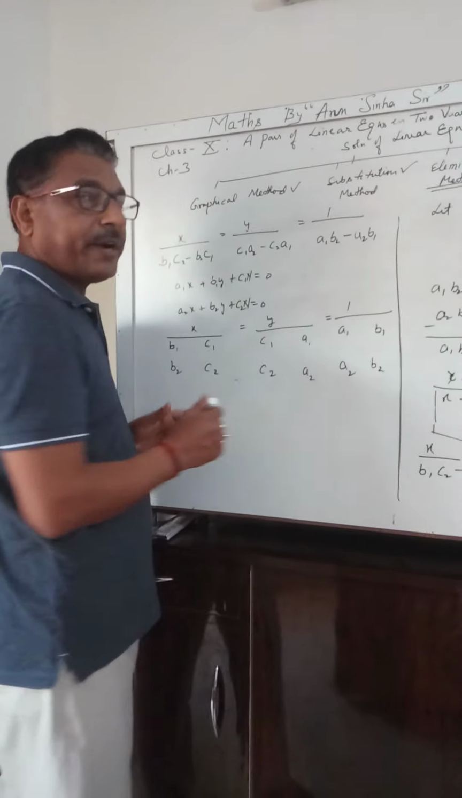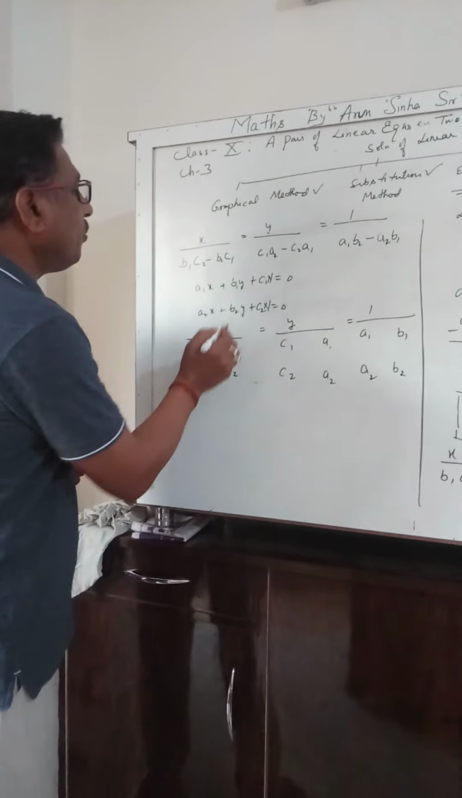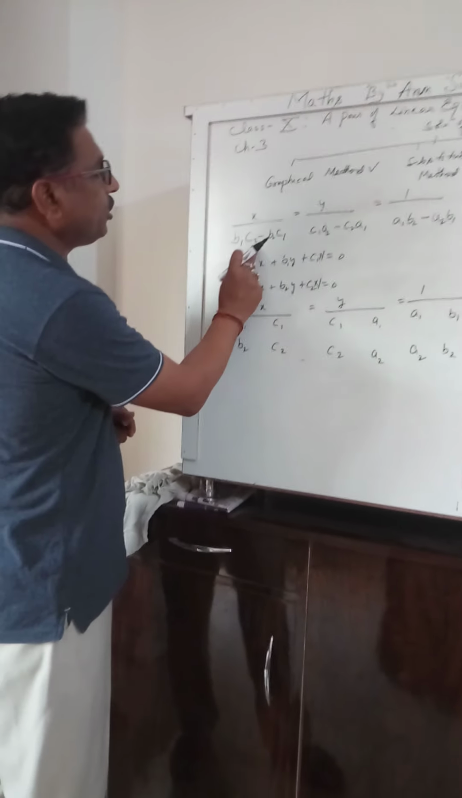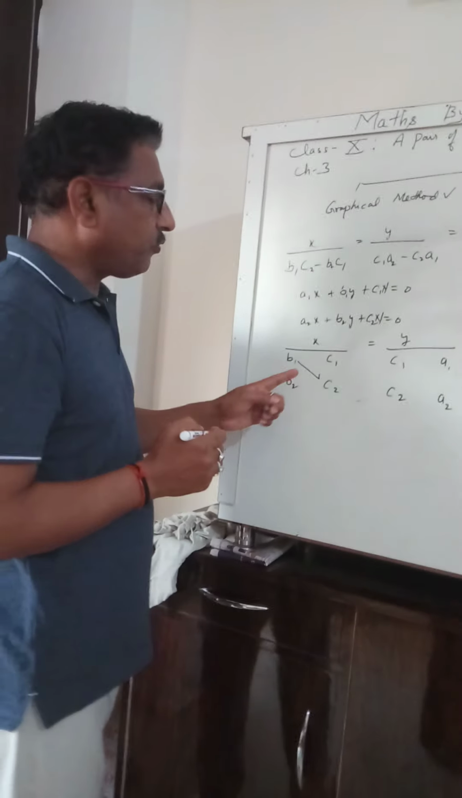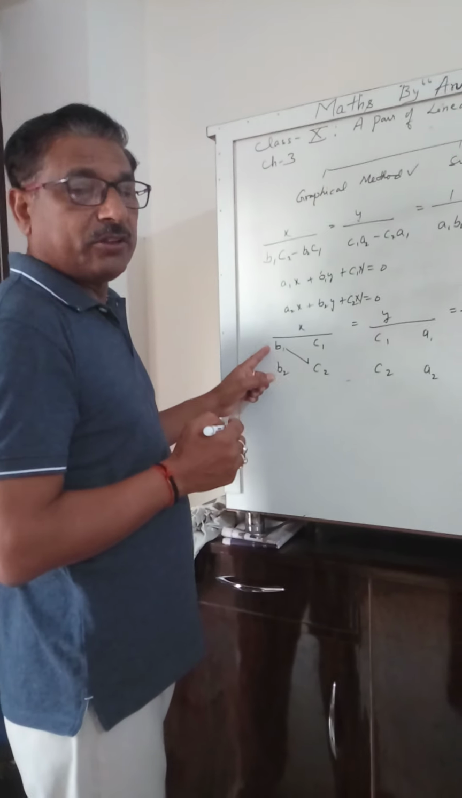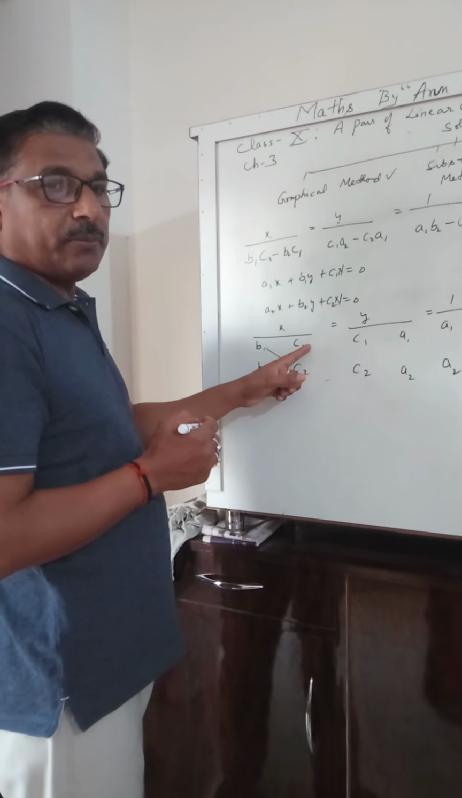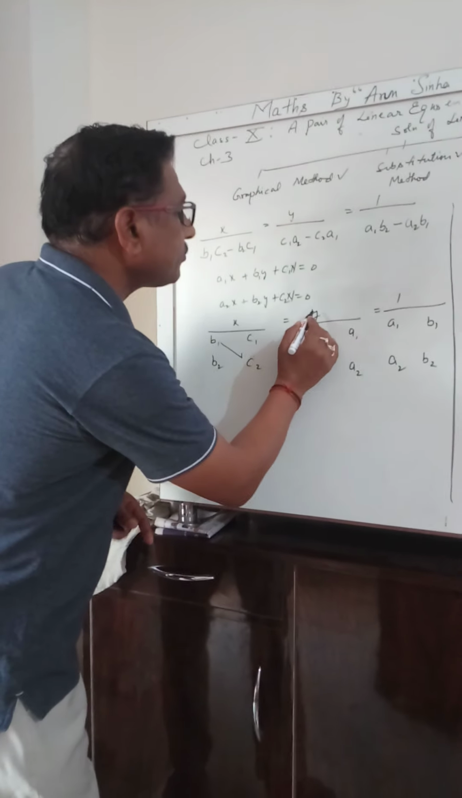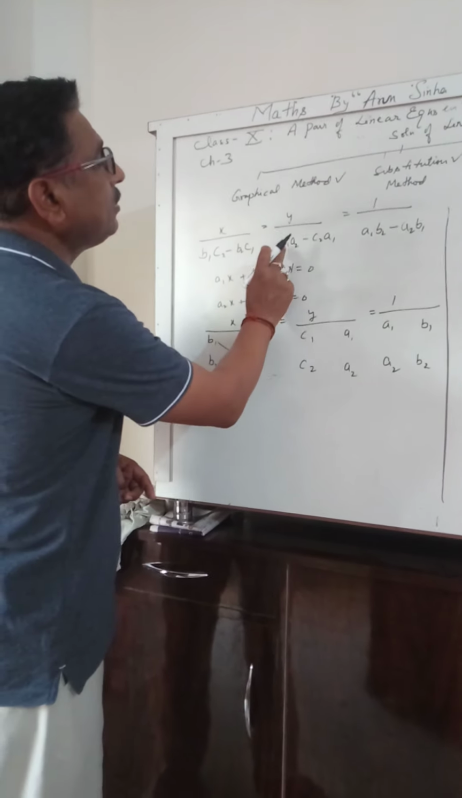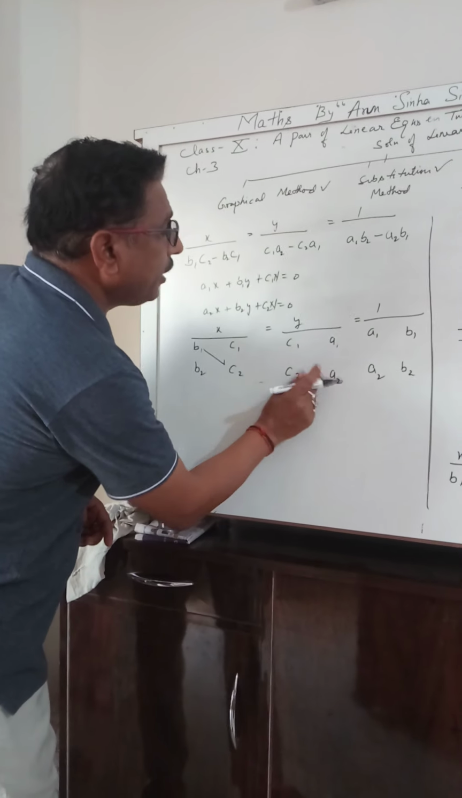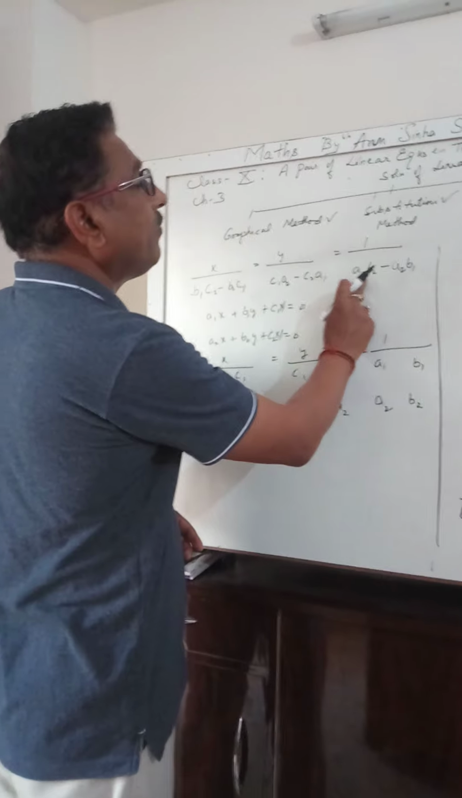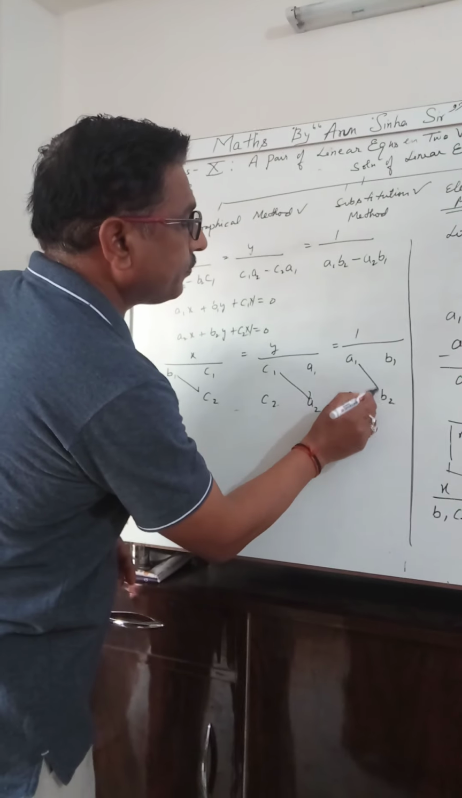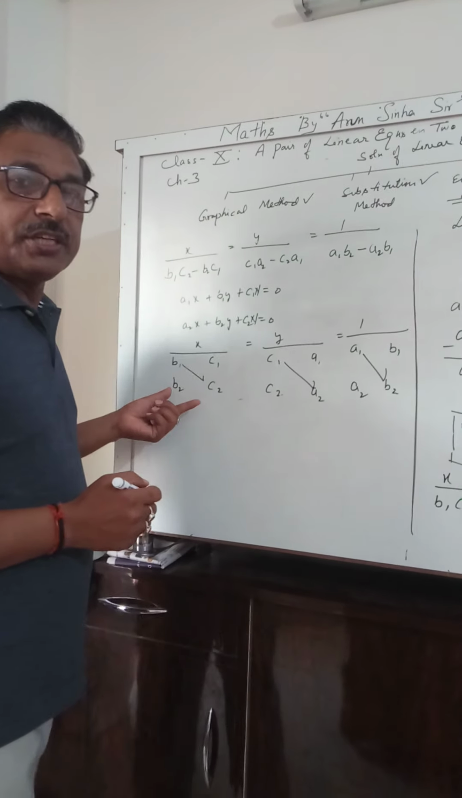So in short, you can write this one. Now how to multiply? You will get b1 c2, b1 c2. That means you have to multiply the first equation's term, then write the second term. Then second, to get the value of y, you can see c1 a2, c1 a2. This is the first equation, and then a1 b2, a1 b2. Okay, this is the initiative.